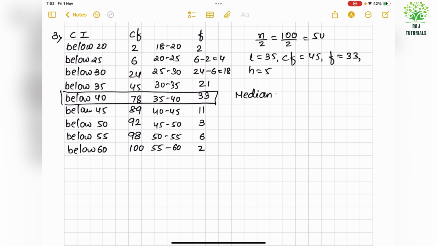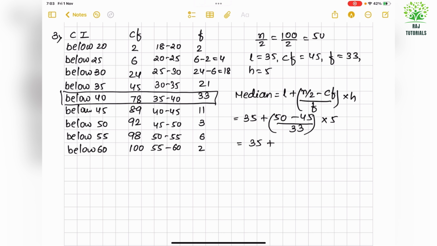So median equal to L plus n by 2 minus CF upon F into H. So L is 35, plus 50 minus 45 upon 33 into 5. So this will be 35 plus 5 into 5, 25 upon 33. So that will be 35 plus 0.75. Answer will be 35.75.